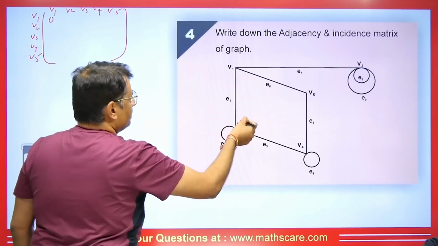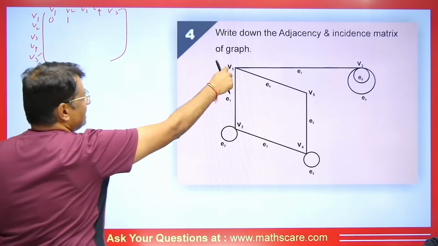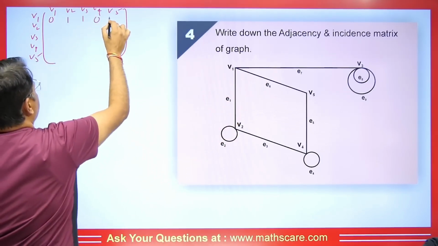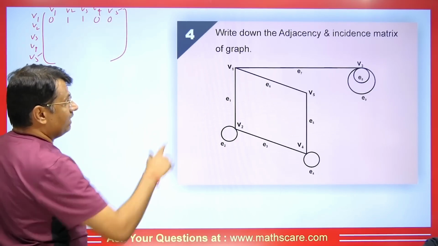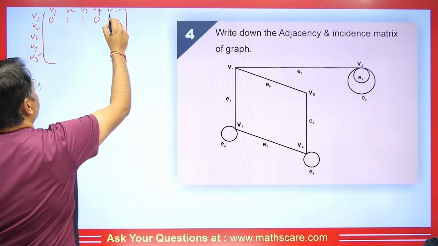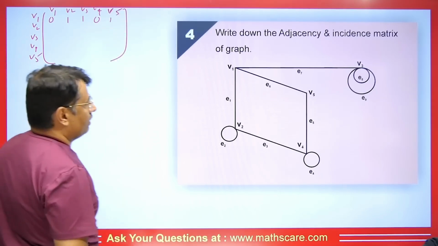V1 is going to V2, so it will be 1. So where is V1 going? It is going to V2 and to V3. So this also will be 1 and all the other elements will become 0. Sorry, it is also going to V5. We will have what here? We will have 1 here and all the other elements will be 0. It's going to 3 places.